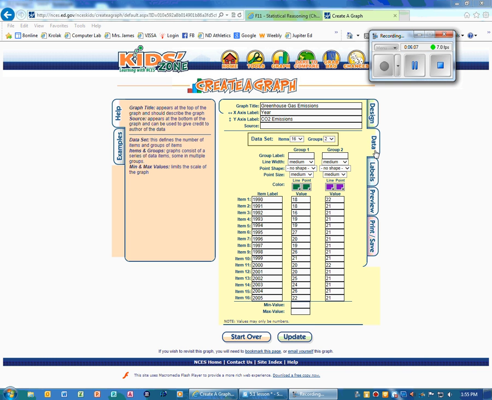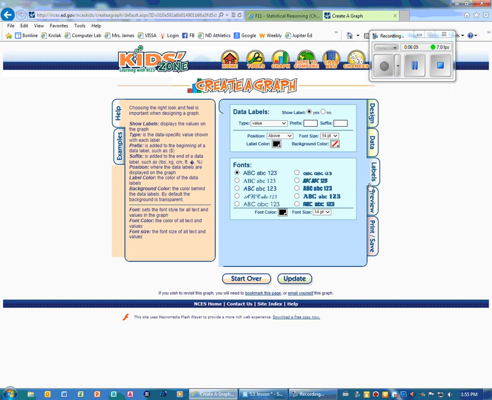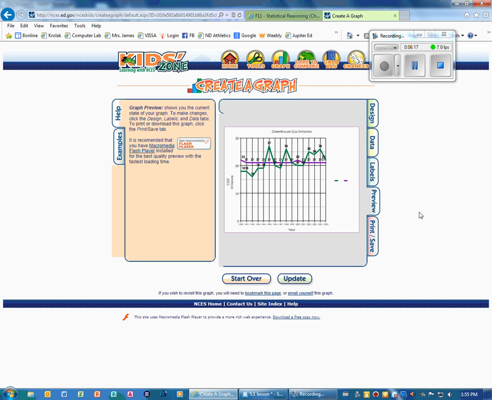And that's the data. So I can click on labels. You can play with the font. It doesn't really matter. I left that for now. And then you can go to a preview and you can see what your graph looks like. So kind of squishy, kind of hard to read. Notice that it doesn't even tell you what the green and the purple stand for.